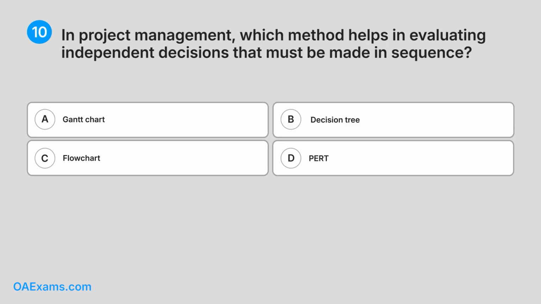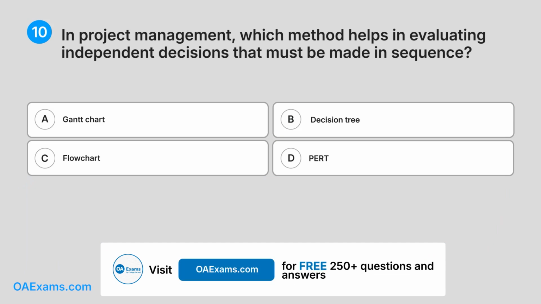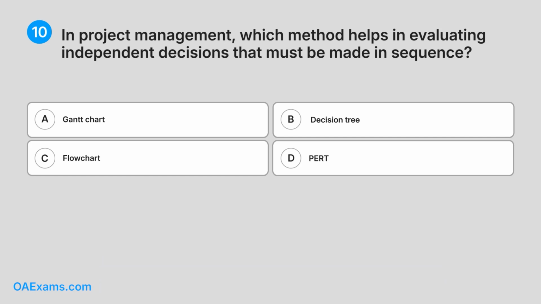10. In project management, which method helps in evaluating independent decisions that must be made in sequence? A. Gantt chart. B. Decision tree. C. Flowchart. D. PERT. What do you think is the answer?